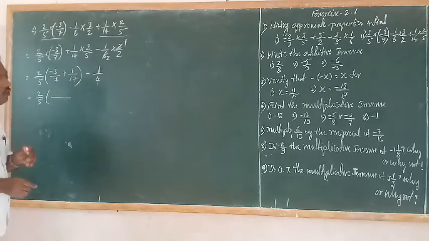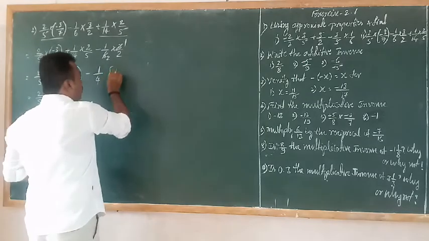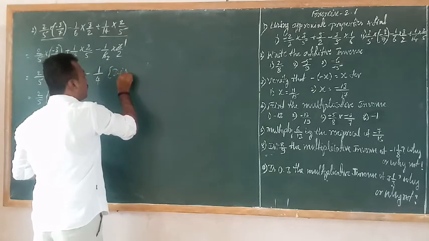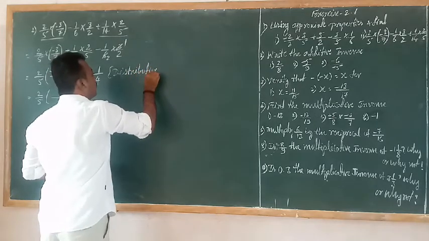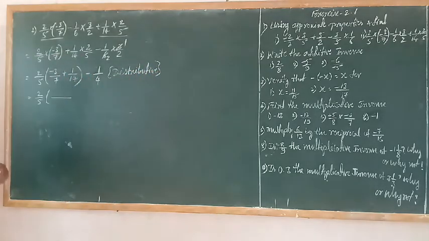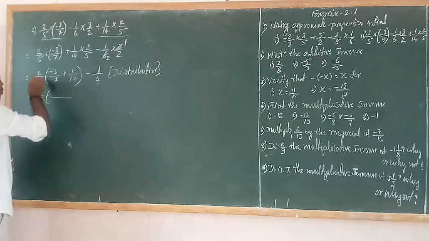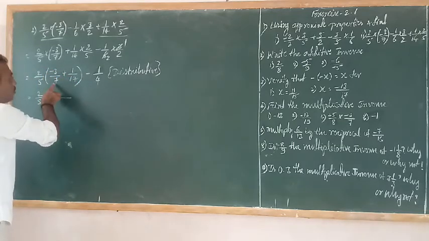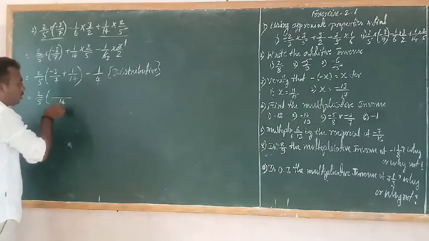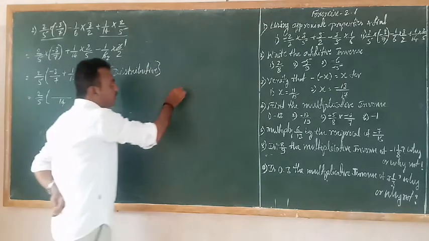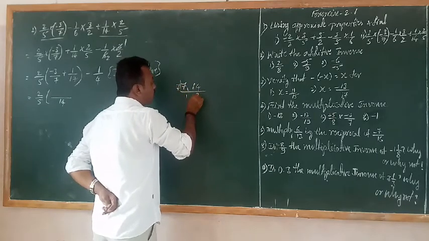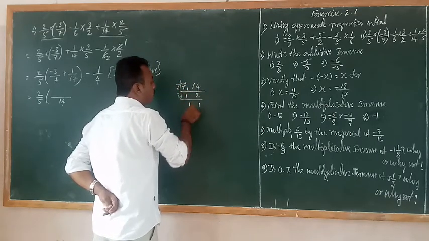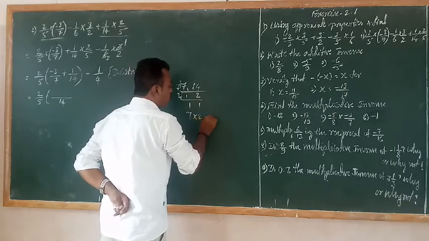So which property are we using here? Again the distributive property. Okay, again distributive property. So now 2 by 5 as it is, minus 3 by 7 plus 1 by 14 is there. So for 7 and 14, 14 is the LCM. Again take out the LCM of 7 and 14. So 7 ones are 7, 7 twos are 14. 7 into 2 is equal to 14.